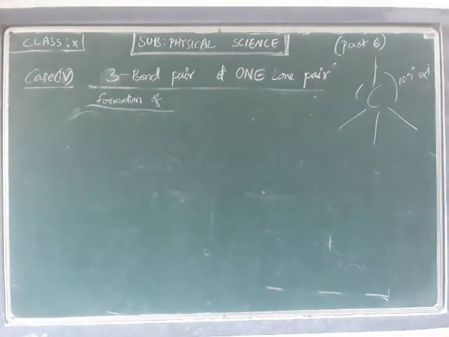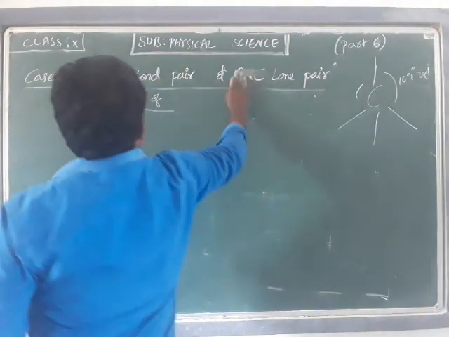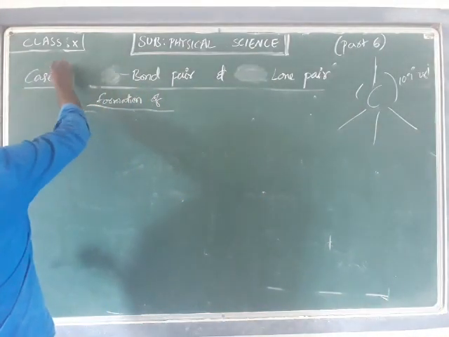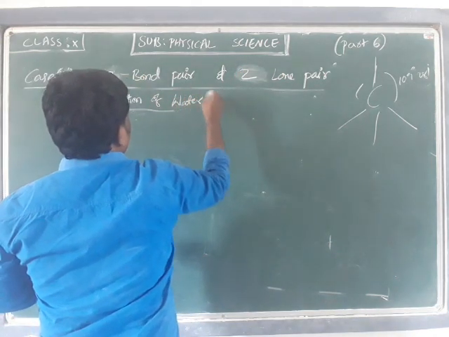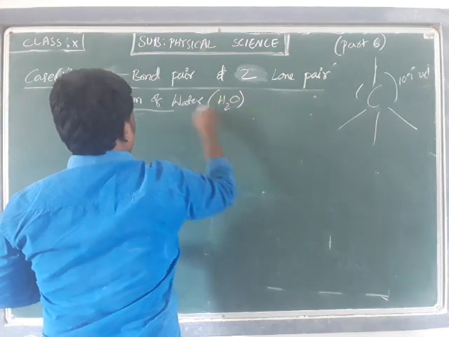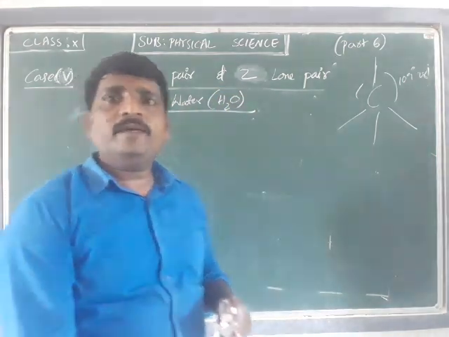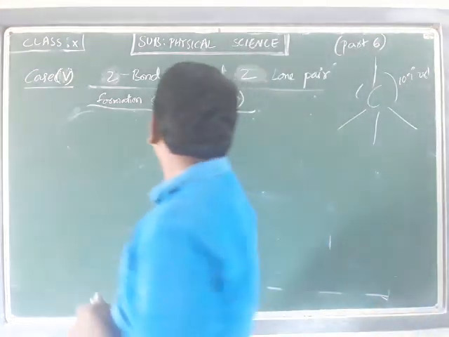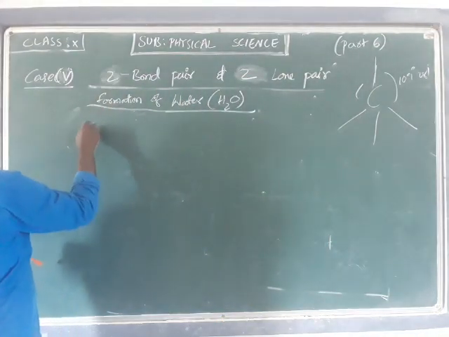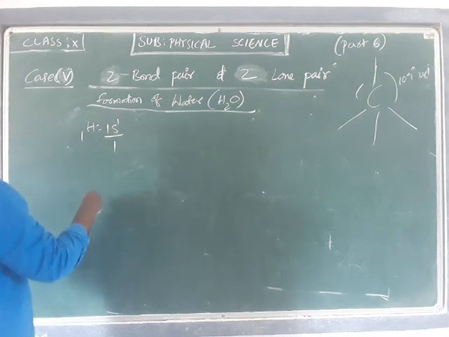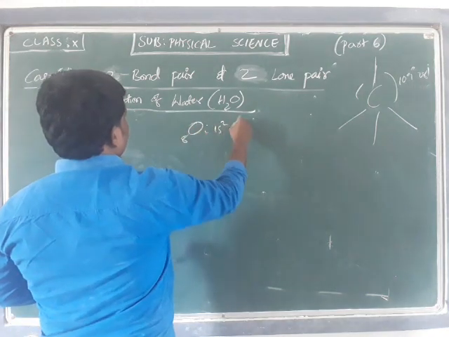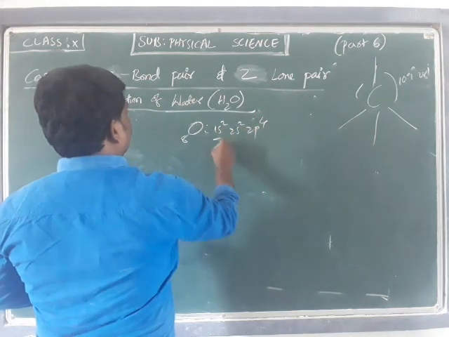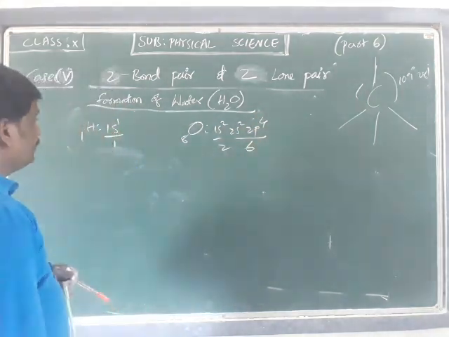Two bond pairs and two lone pairs. The fifth case is two bond pairs and two lone pairs, the formation of the water molecule, H2O. Hydrogen consists of 1s1. And oxygen consists of 8 electrons, 1s2, 2s2, 2p4, 2 electrons here, whereas 6 electrons in the outermost shell.